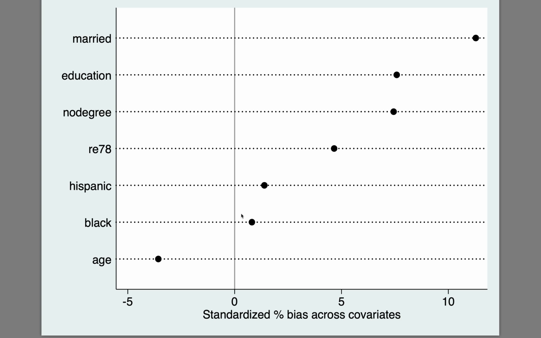So our black and maybe Hispanic are pretty balanced between treatment and control, but other than that, our age is negatively biased. Earnings positive, no degree, education, married, all positive in comparison to the treated and the non-treated sample for covariates when we're using this matching technique. So I shouldn't say treated and non-treated, I should say treated and matched sample. So our covariates are still not balanced even after we do all of these matching exercises.